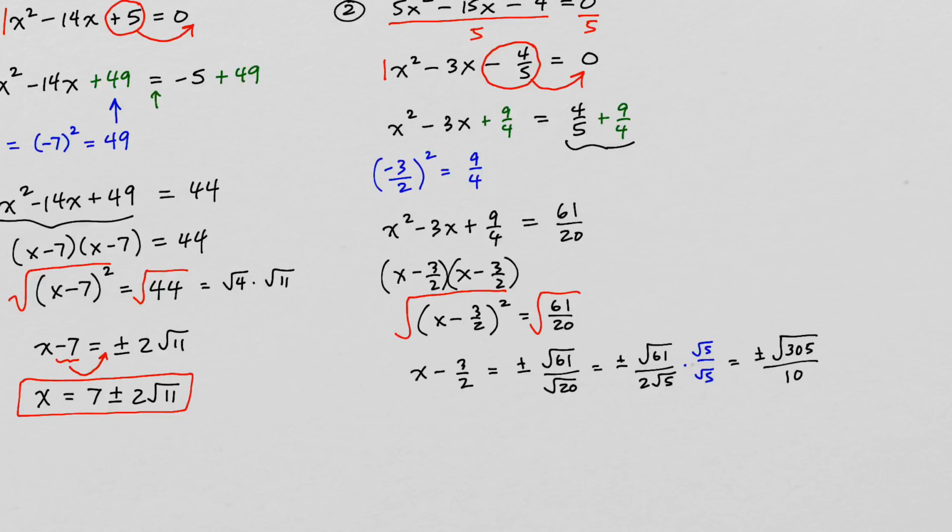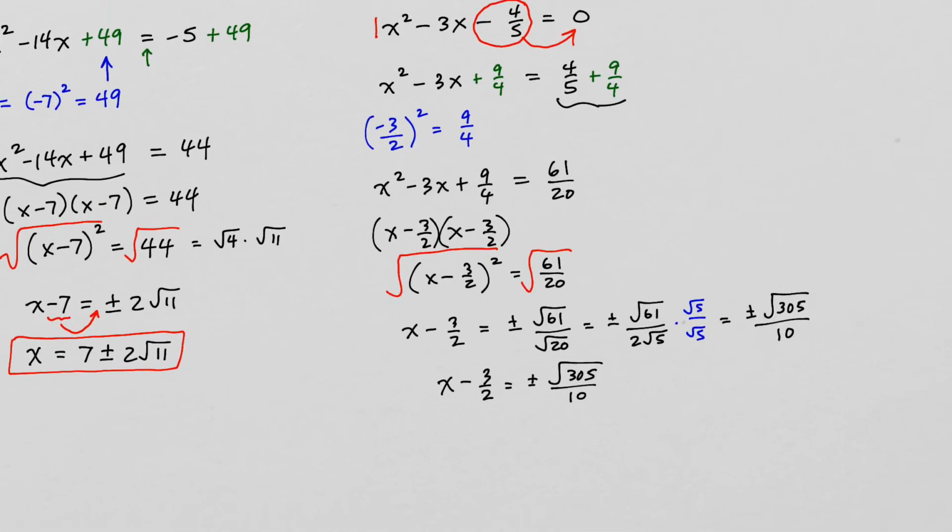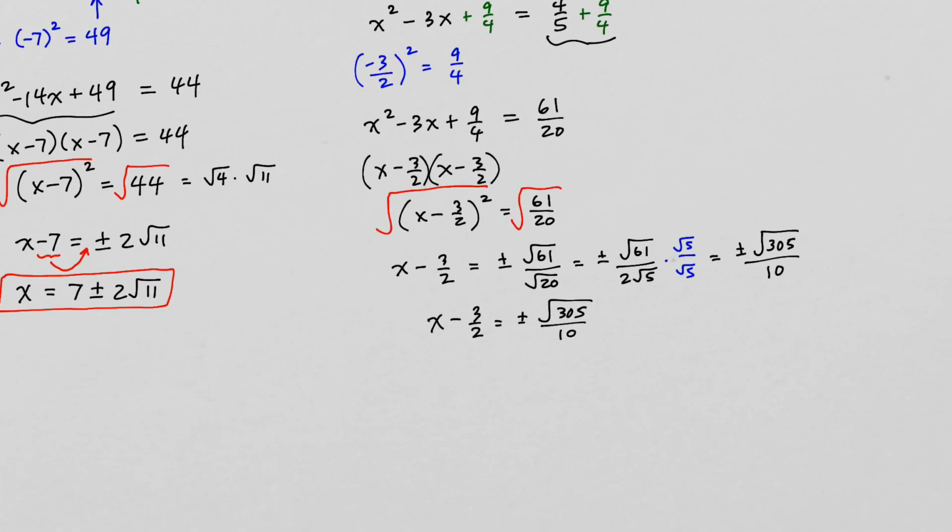Okay, so what I'm doing here is I'm multiplying. Radical 5 times radical 5 is 5, and 5 times 2 is 10, and 61 times 5 is 305. So we now have x minus 3 over 2 is equal to plus or minus the square root of 305 over 10. And the final step is we're going to take this number and move it to the other side in front of the plus or minus. So we get x equals 3 over 2 plus or minus the square root of 305 over 10.